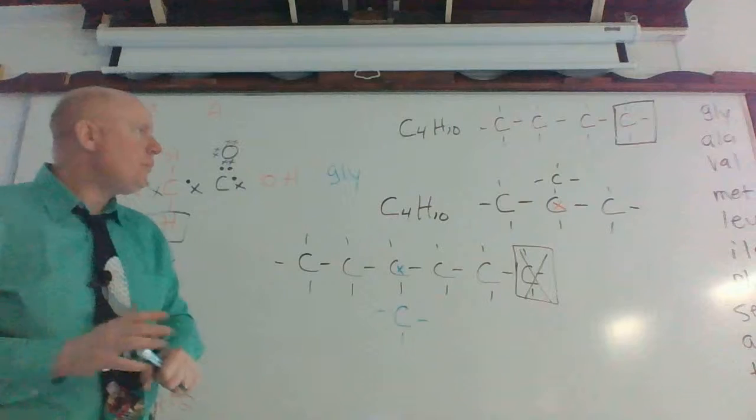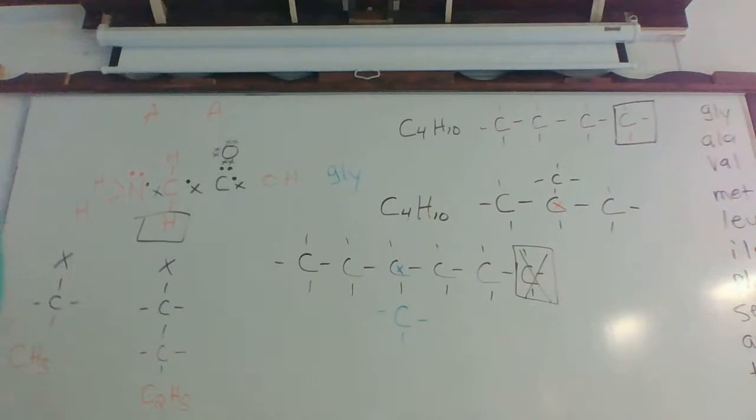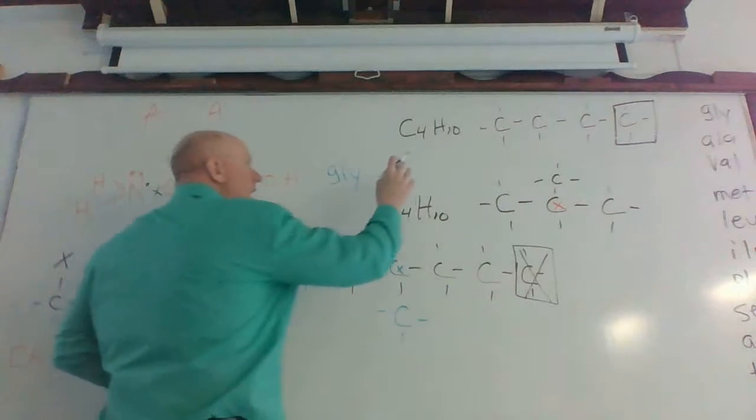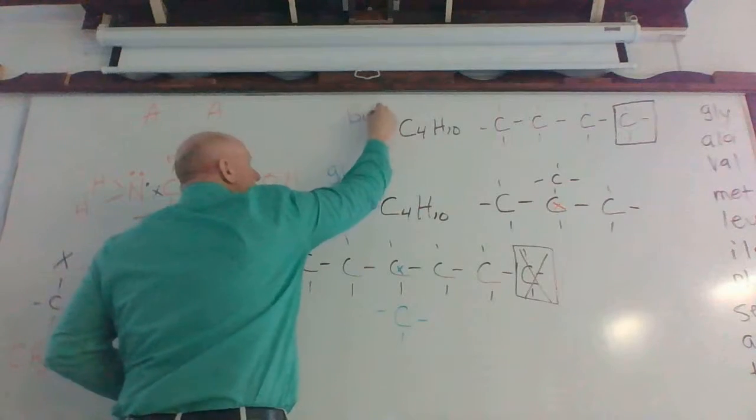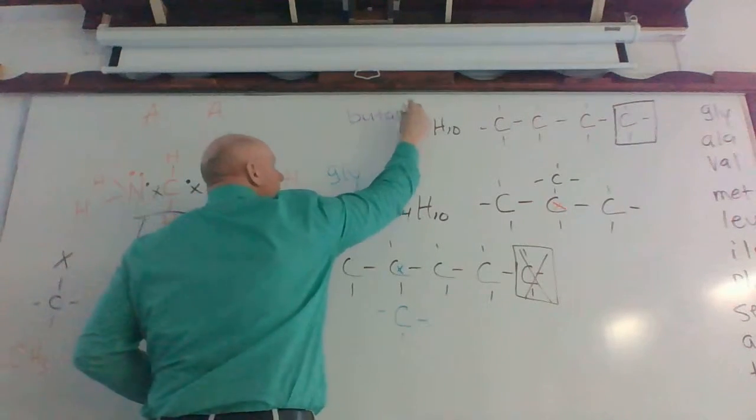So what we do with these is when we're naming these branched chains, and that's what this is, that's what a lot of isomers are. They're branched chains from the parent chain. Now, you're going to say we're using that term quite a bit, which we are. So, you correctly called this butane.